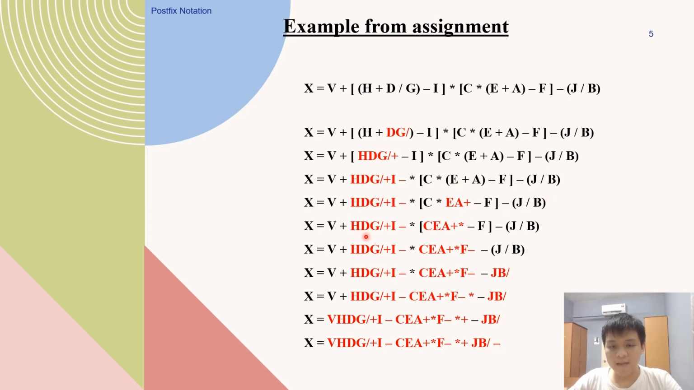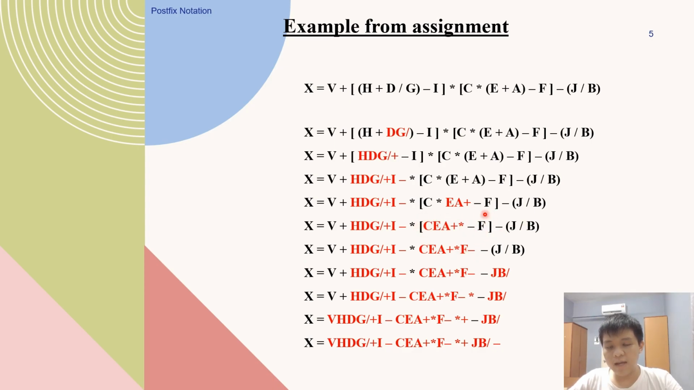And the next step, this one, multiply, has a higher priority than the subtraction. So we should do the multiply first. C, E, A, add, multiply. The rest, copy. After that, we have done this, so we should know this is inside the square bracket.